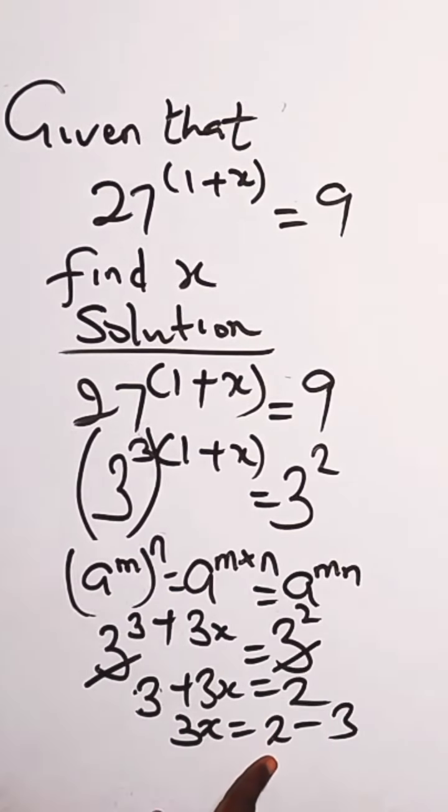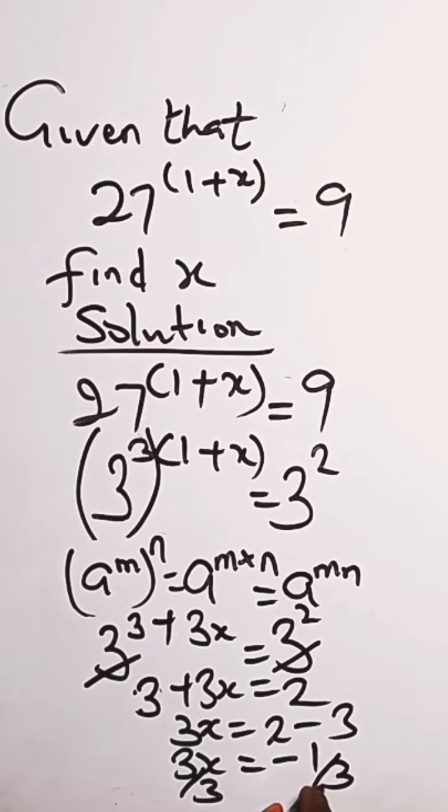For x to be 2 minus 3, so we have here 3x equals minus 1, and we divide both sides by 3, so the value of x is minus 1 over 3.